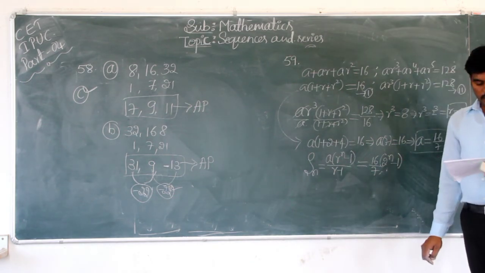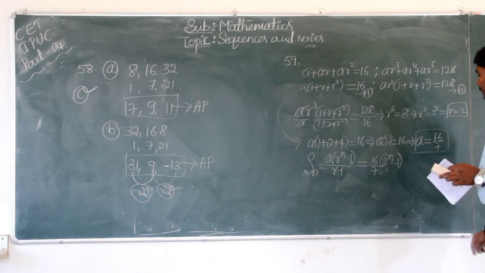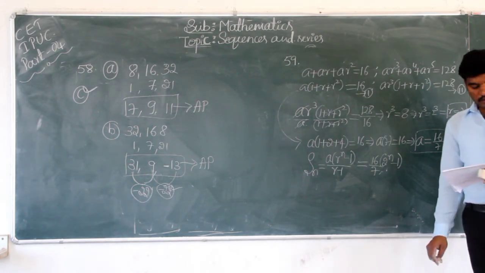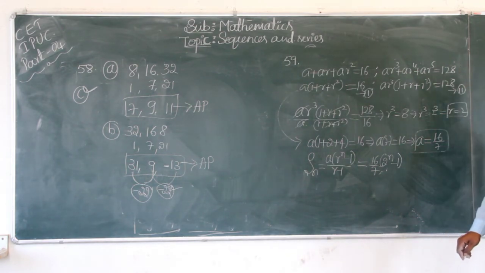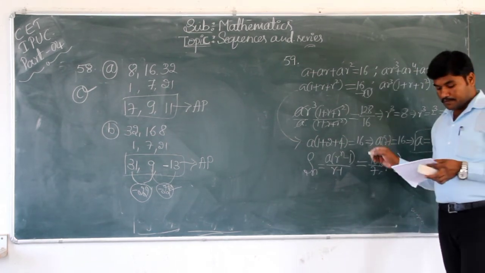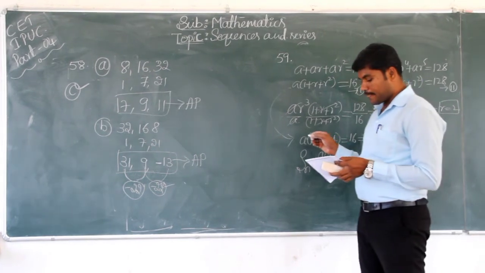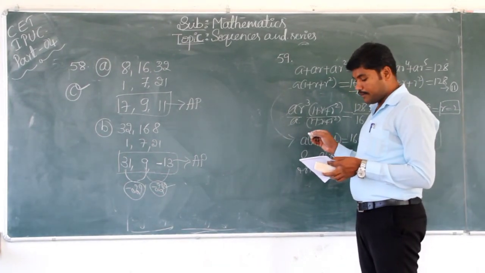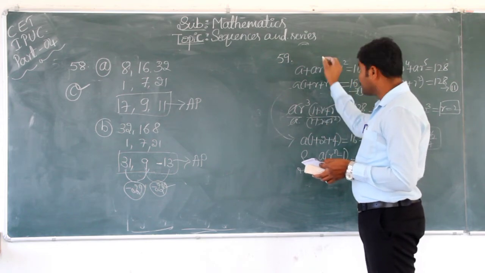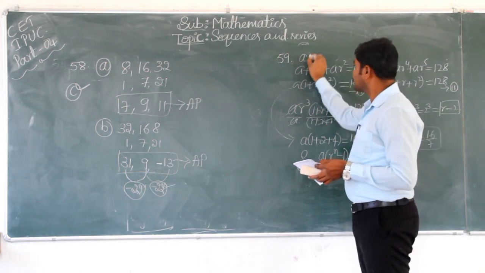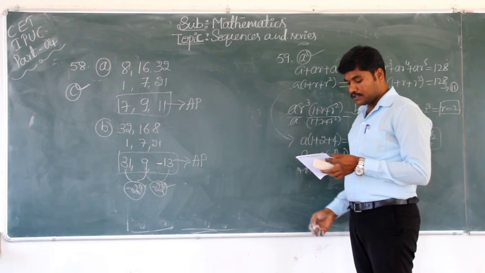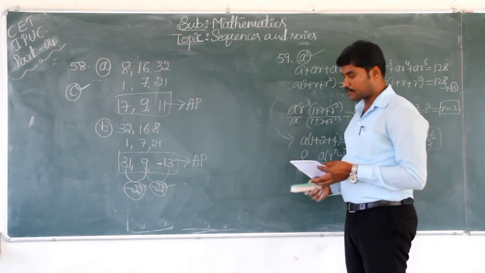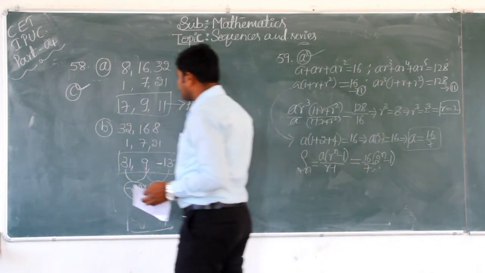See, check out the options. 16 upon 7 into 2 to the power of n minus 1. Option B is 15 by 7 into 2 to the power of n minus 1, that is wrong. Option C is also wrong. Option D is also wrong. Option A is 16 upon 7 into 2 to the power of n minus 1, that is the right answer. Next problem.